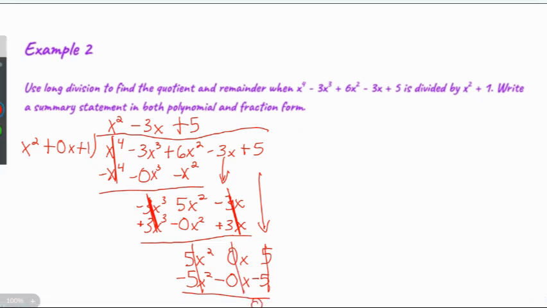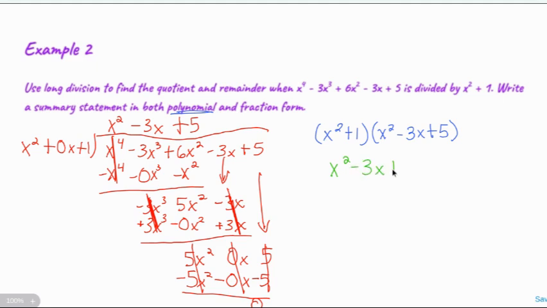So when we write out our final answer in polynomial form, we'll just write x squared plus 1 times x squared minus 3x plus 5. And then our fraction form would just be x squared minus 3x plus 5. We'd usually say plus 0 over x squared plus 1, but when 0 is in the numerator of a fraction, that's always going to be 0.